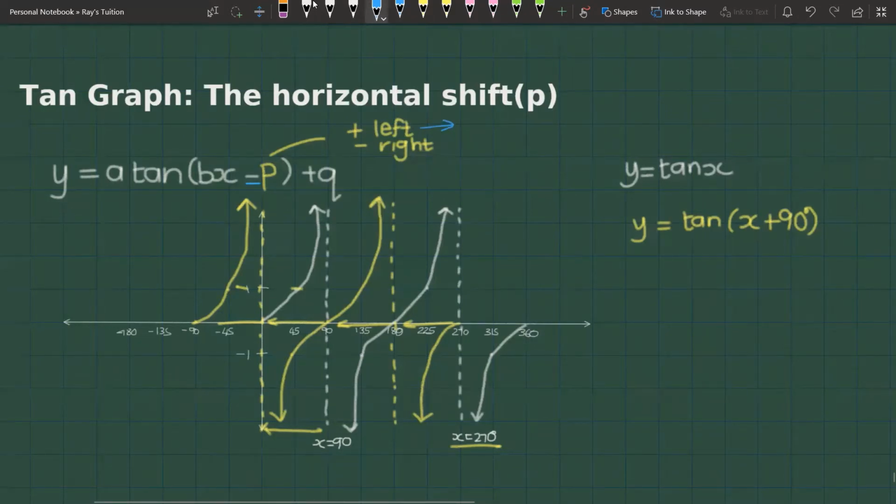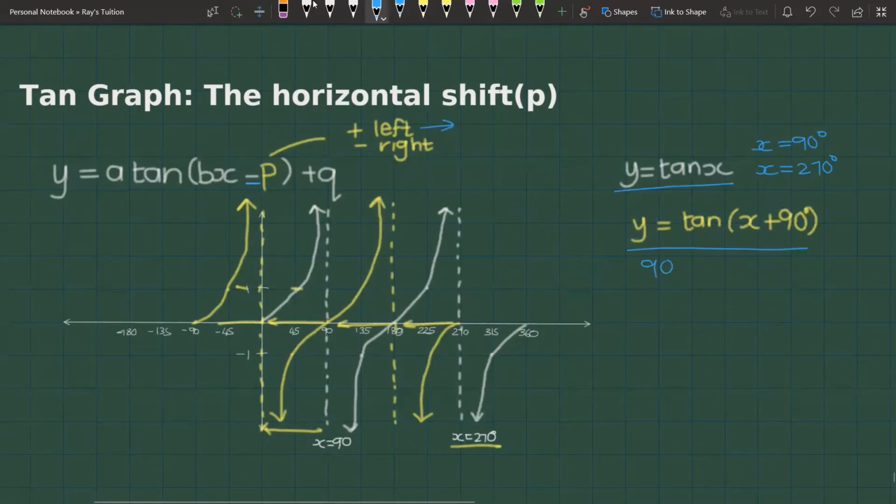So here we're having a look at two graphs: y is equal to tan x and y is equal to tan (x + 90). This tan graph is our original unshifted graph, and you should know that the asymptotes for this graph are x is equal to 90 and x is equal to 270. Here we have the white graph, and the second one is x plus 90.